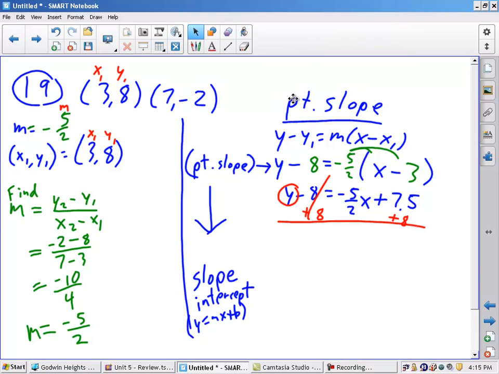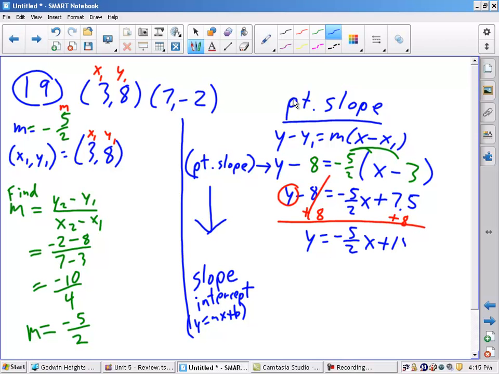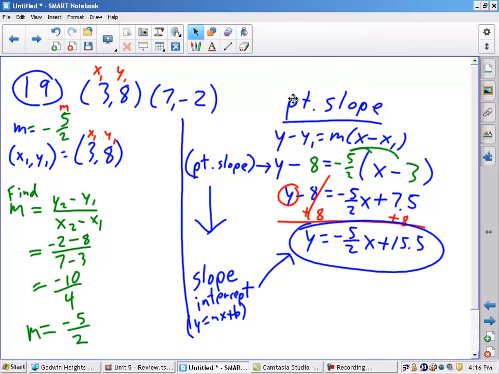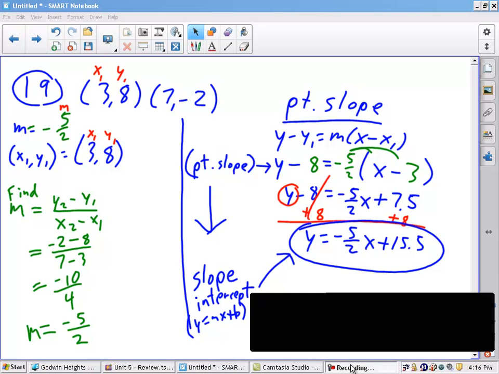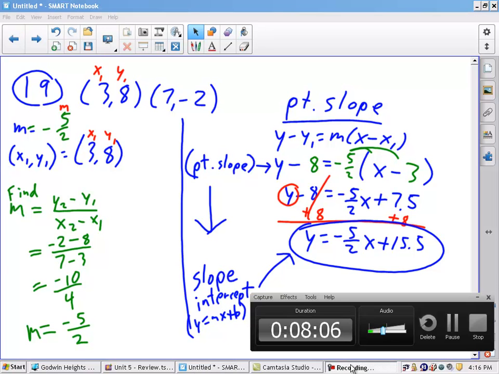And then what I get is y is equal to -5/2 x plus 15.5. And y is all by itself, which is what I have right there. That is my official equation that I want to go ahead and have. Okay? So that's kind of a lengthy problem. That's my favorite type way to do it.